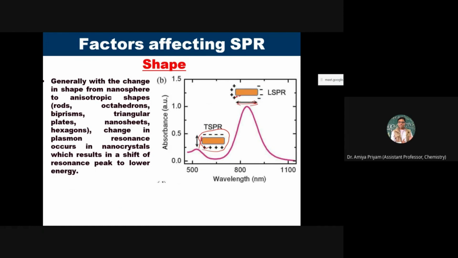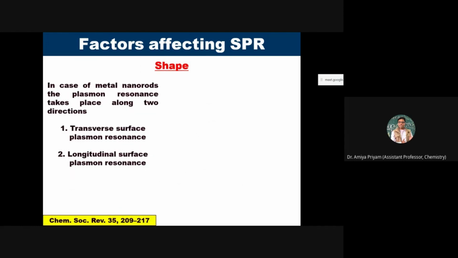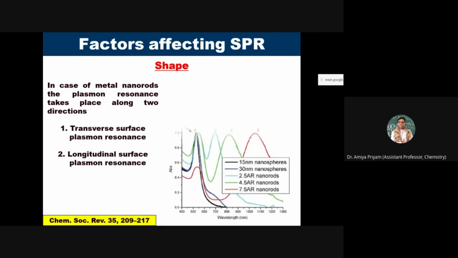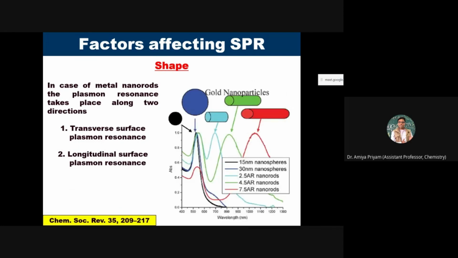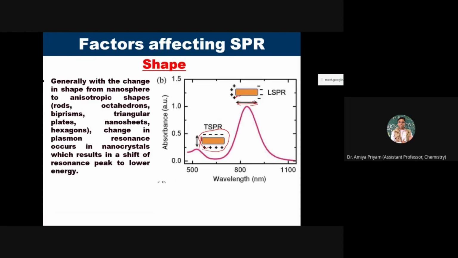So transverse surface plasmon resonance, transverse SPR, and longitudinal SPR. These are the two modes that we can think of. The way I told you, the dipole can develop, the collective oscillation of electrons can happen along this axis or along this axis.